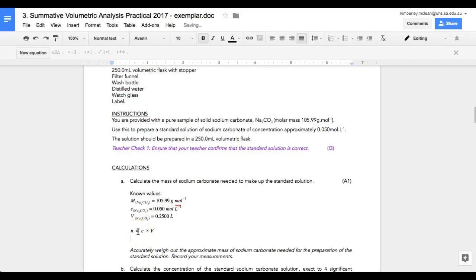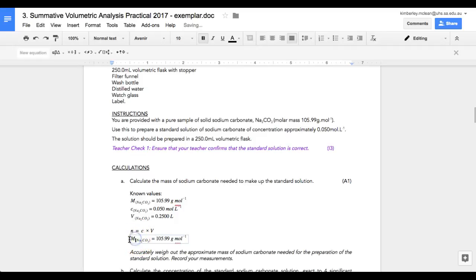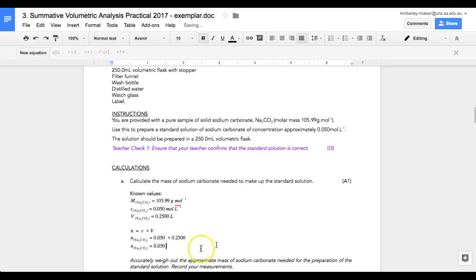Again, we can copy in from before our little formula, but this time instead of capital M we want number of moles of sodium carbonate, which is this time going to be equal to c times V, so we can just insert those numerical values, 0.050, again multiplied by 0.2500. Okay, I'm just going to copy this section down to the next level, and the answer to that, of course, is 0.125 mole.